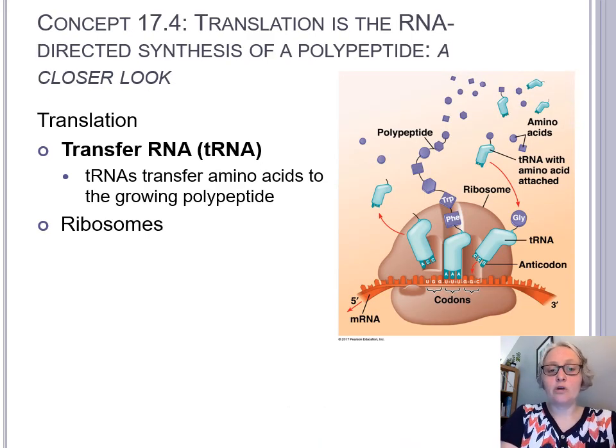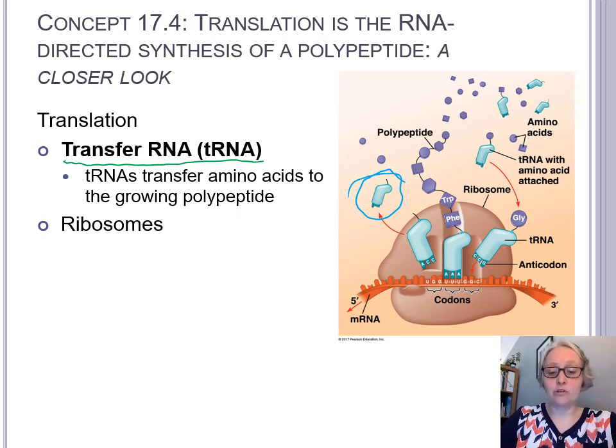Translation is where we're going to actually take the mRNA strand and build the polypeptide. In order to do translation, we're going to need to use a new molecule. This molecule is called transfer RNA. It's often abbreviated tRNA. tRNA molecules are transferring amino acids to the ribosome to build the polypeptide chain. This little green thing right here is how our textbook likes to draw these tRNA molecules.